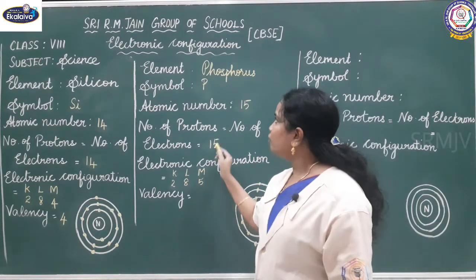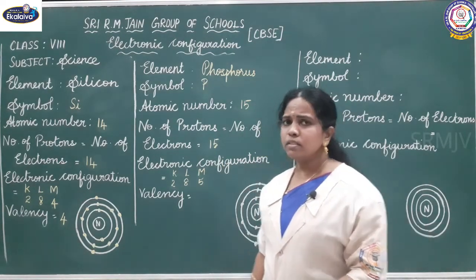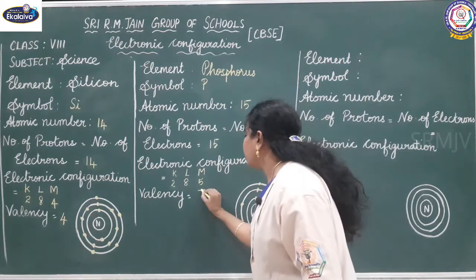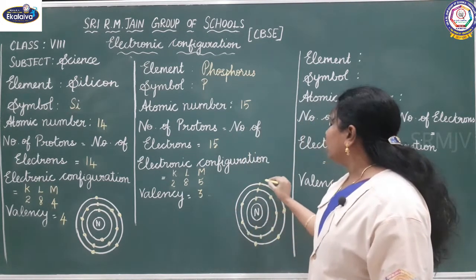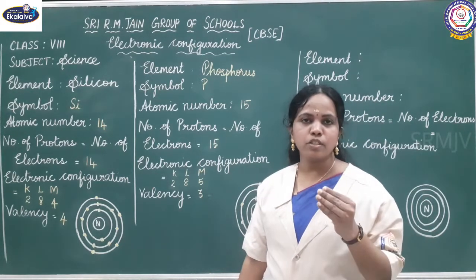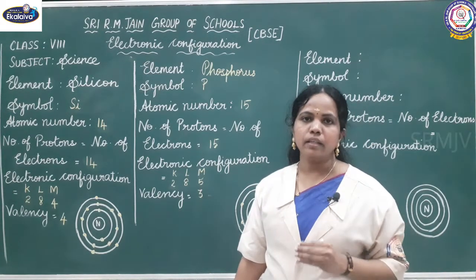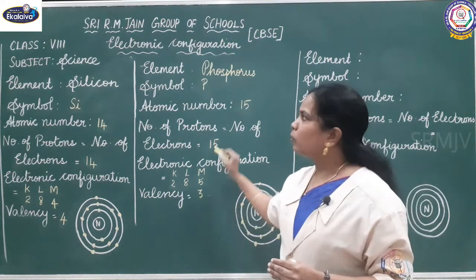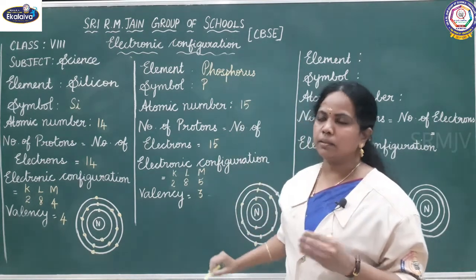What is the valency of phosphorus, children? It is 3 because in the outermost shell there are 5 electrons. So we need to minus from 8. 8 minus 5 is 3. So the valency of phosphorus is 3.